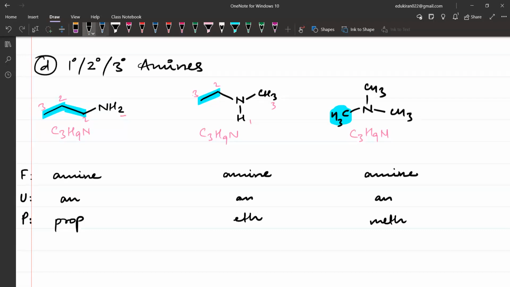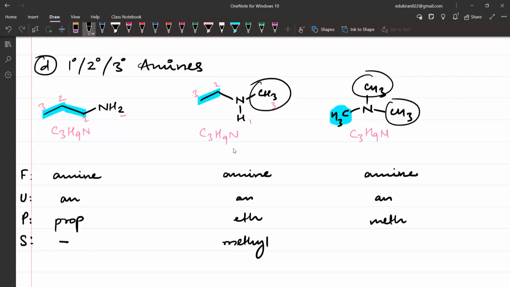When we talk about the substituent, in this case, we don't have any substituent. In this case, I have a substituent which is CH3. So I will write methyl is my substituent. In the second case, I have 2 substituents, methyl, and this is also methyl, right? So we have dimethyl as a substituent, dimethyl.